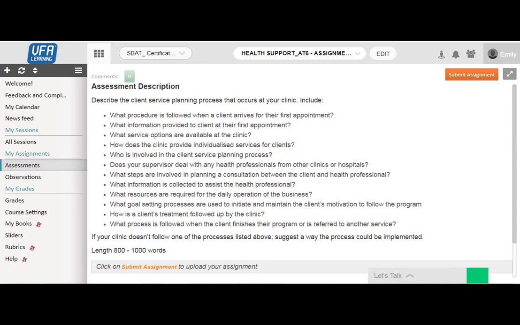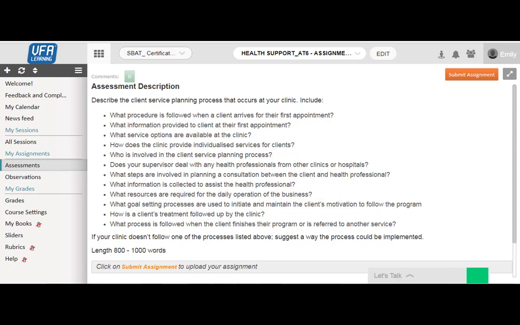What goal-setting processes are used to initiate and maintain the client's motivation to follow the program? Are they given anything to take with them? Are they shown different exercises and exercise equipment that they can use? How is a client's treatment followed up by the clinic? Do they get phone calls? Do they need to come in for an additional appointment?